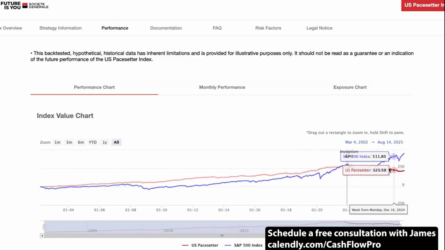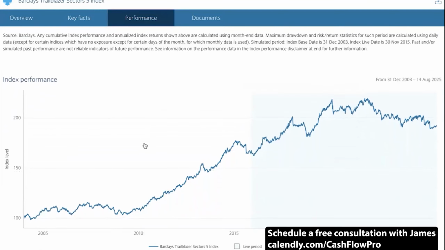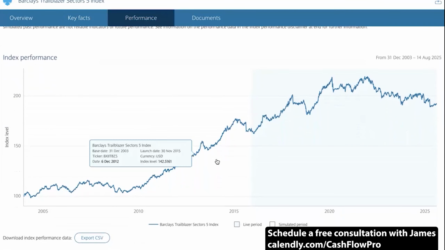So not great performance. Again, your anniversary could get you some gains, but obviously this lags the actual market. This blue line was the S&P, and really good returns in the S&P since we hit that high interest rate environment. Here's another one. This is the Barclays Trailblazers Sector 5 Index.